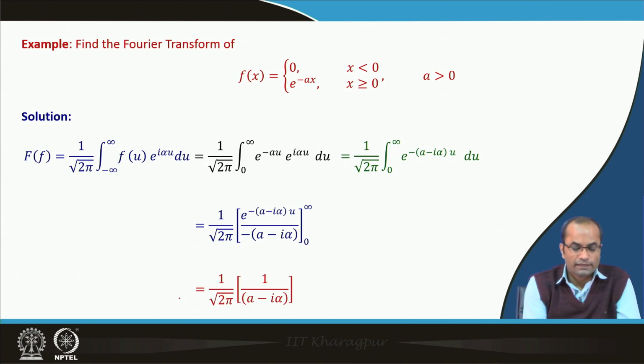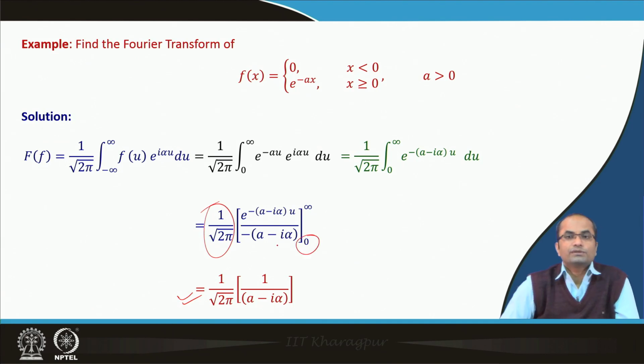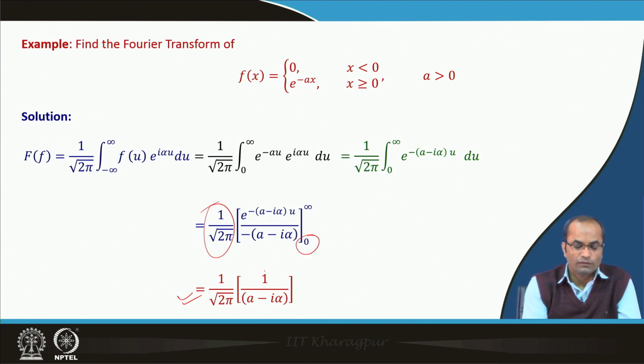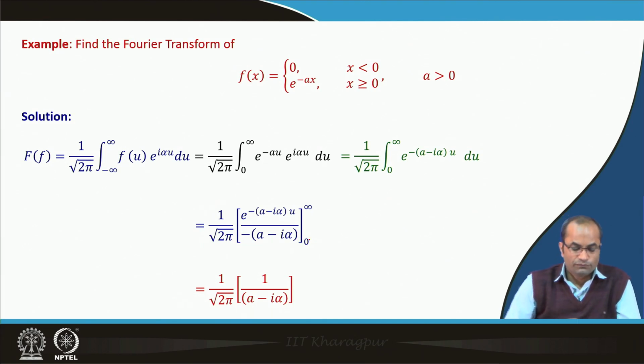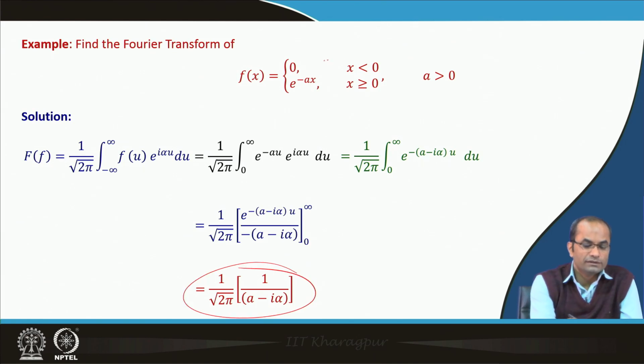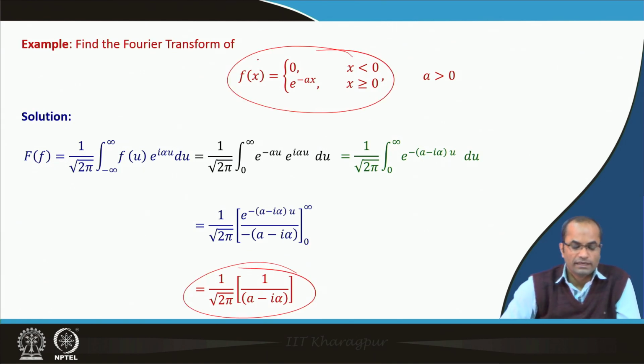So, what we will get is 1 over square root 2 pi, and when we substitute the 0 there, we have 1 over a minus I alpha, and this negative will be compensated because we have this minus and then we put this limit. So, this is the Fourier transform of this function e power minus a x, which is defined just for positive values of x, and it is 0 in the negative half.